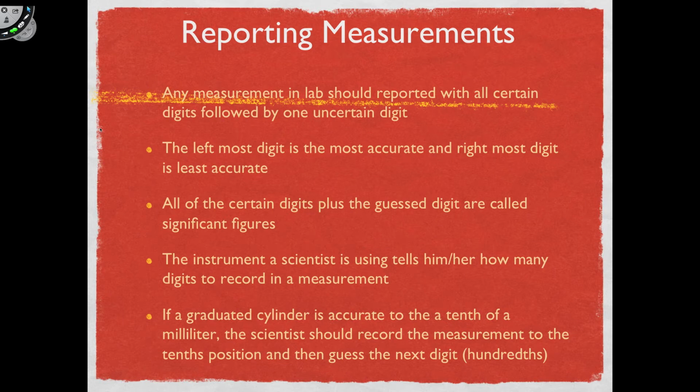Those two measurements are going to look different, even though you might have the same amount of water in both graduated cylinders. So for example, down here at the bottom, if a graduated cylinder is accurate to the 10th of a milliliter, well, that means I'm going to record it to the 10th plus a guess. And of course, the guess would be to the hundredths. However, if the graduated cylinder is accurate, say, to the ones, then I'm going to record that to the ones, and then I'm going to guess the 10th. It just depends on the accuracy or precision of the instrument you're using.